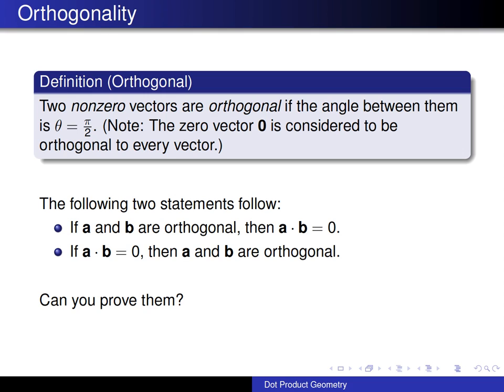It's a new term now, probably new to most of you, the term orthogonal or orthogonality. It says two non-zero vectors are orthogonal if the angle between them is pi/2 radians. So the vectors have to be non-zero, because the zero vector is kind of not that exciting a case. Though I do note here that the zero vector is considered to be orthogonal to every vector.